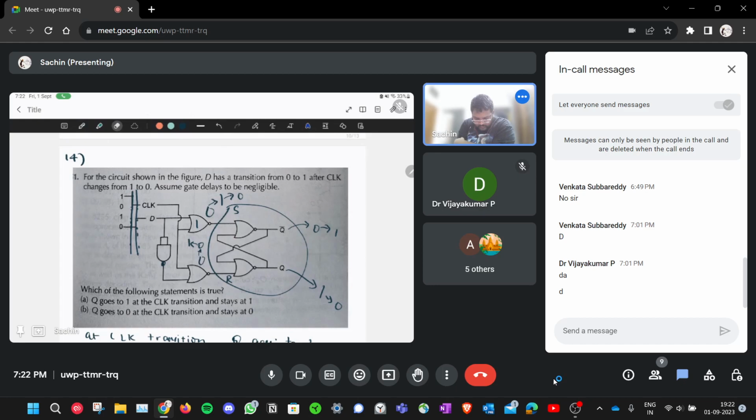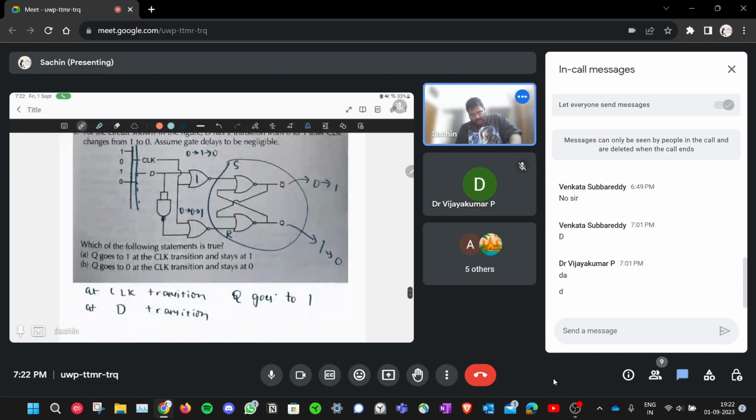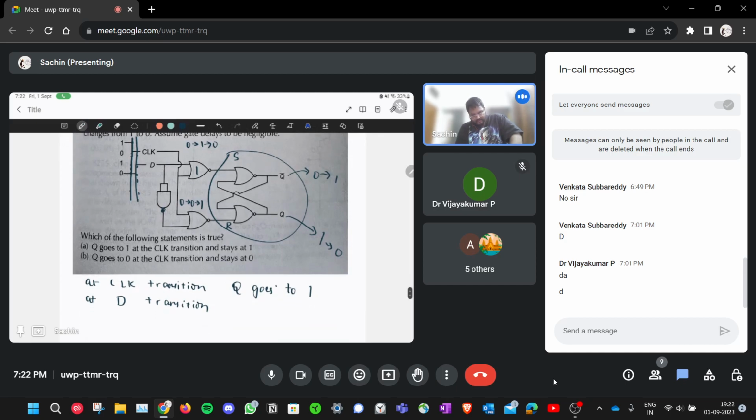So R will go to 1. So SR is now 0, 1, and Q will go to 0, Q bar will go to 1. So at least if you assume D is not directly connected, but connected through a NAND gate instead of an AND gate, then at D transition Q goes to 0.